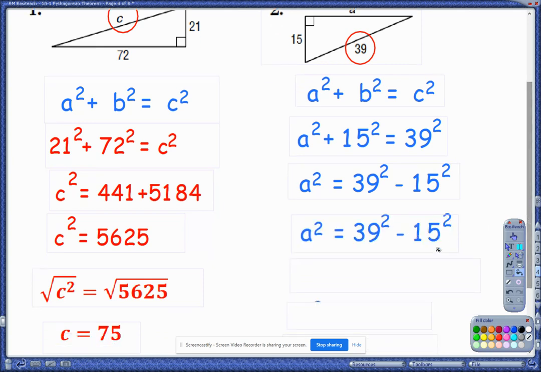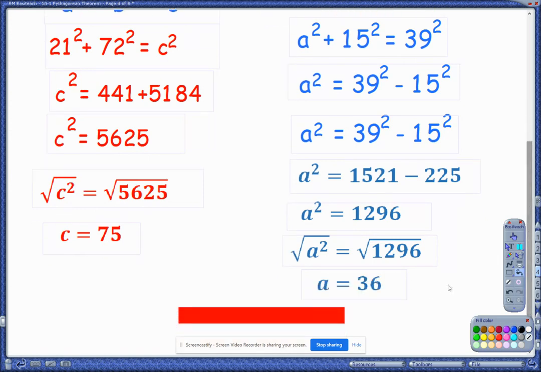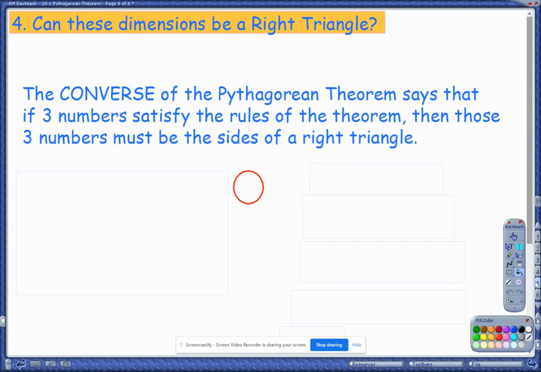When you do the math in the calculator, I'm just showing you. I think I rewrote it, but this is the math. Once you've figured out what A squared is, you're going to find the square root of both sides. And the square root of both sides reveals that A is equal to 36 units. Okay. And so the next type of question you will get is they will give you some numbers and ask you if this can be a right triangle.